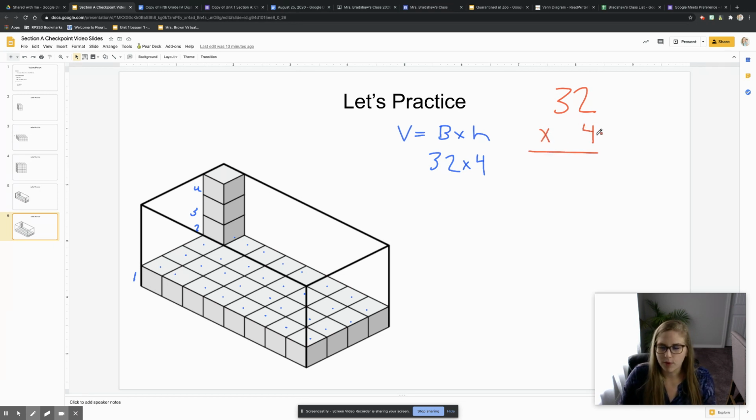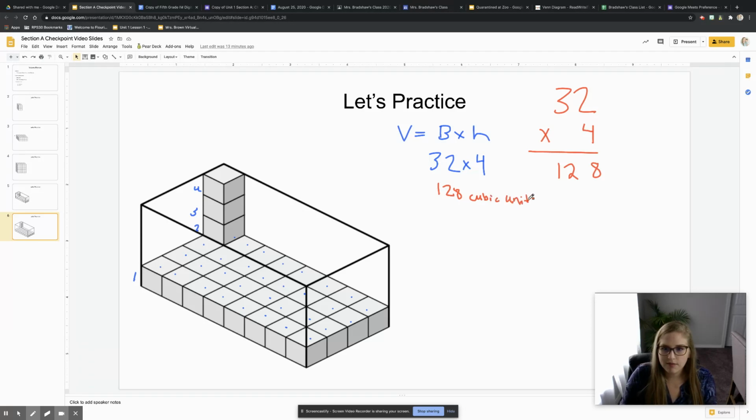32 times 4. 4 times 2 is 8. 4 times 3 is 12. 128 cubic units or units cubed.